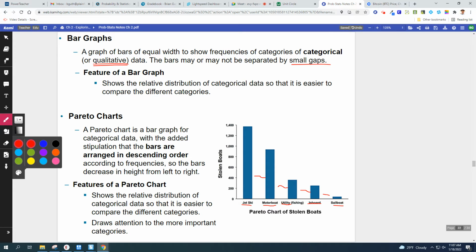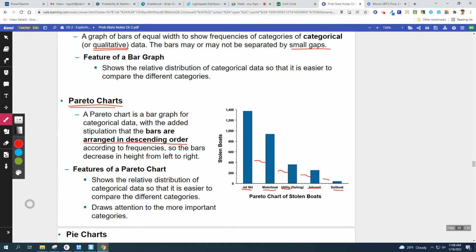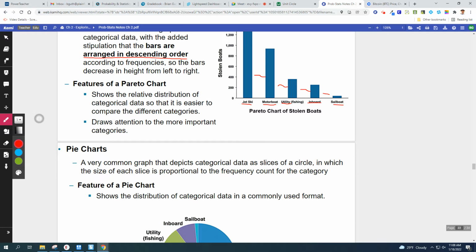A Pareto chart is like a special kind of bar graph. It is a bar graph, but it's got the added stipulation that the bars are arranged in descending order. So that's really it. That's really the only thing that makes this different than a regular bar graph. A bar graph doesn't have to be in descending order. This one will be in descending order.